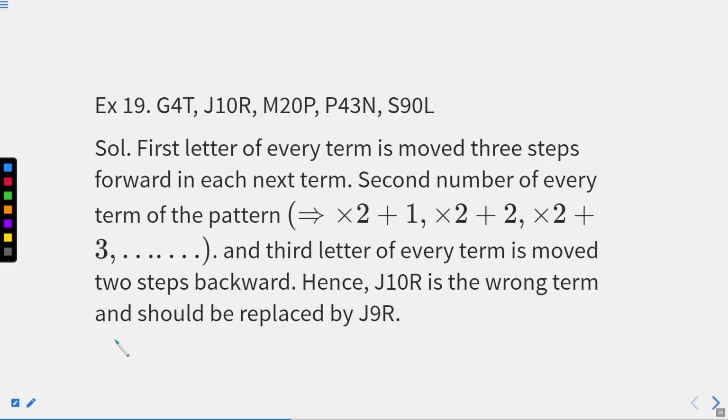But we know that J10R is a wrong term. Why? If we multiplied it by 2, 2 into 4 is going to be 8 and plus 1 is going to be 9. So instead of 10 out here, what we are going to get is 9, right? So this is the wrong value. So the pattern that we are following is multiplied by 2 plus 1. Okay, then we have multiplied by 2 plus 2, multiplied by 2 plus 3. This is a sequence that we are following, right?